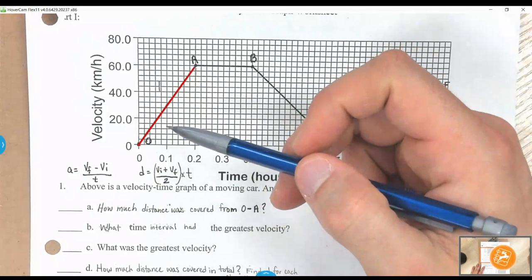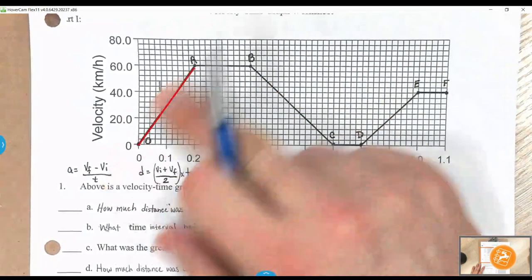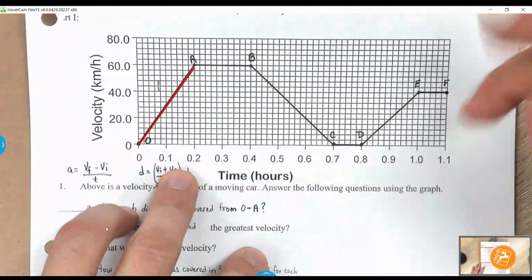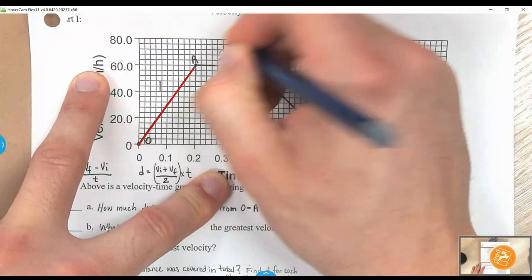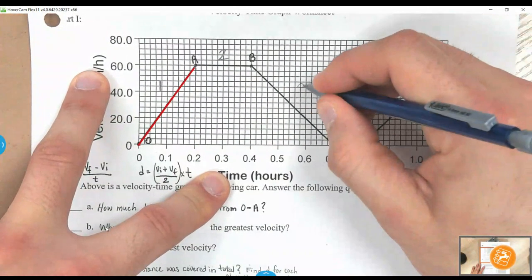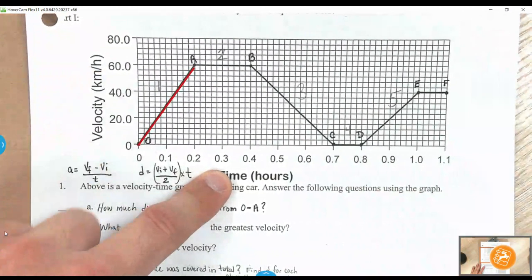The notes from yesterday are up on the board. So here, guys, for the velocity time graph, we have a couple different points labeled. We're going to call this line segment 1, 2, 3, 4, and 5.